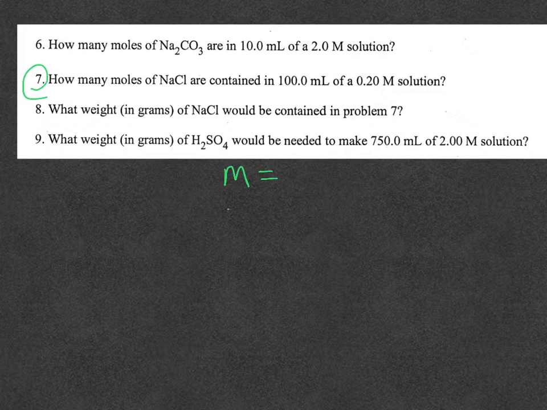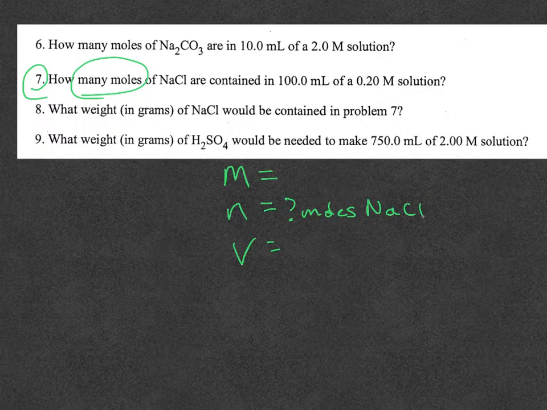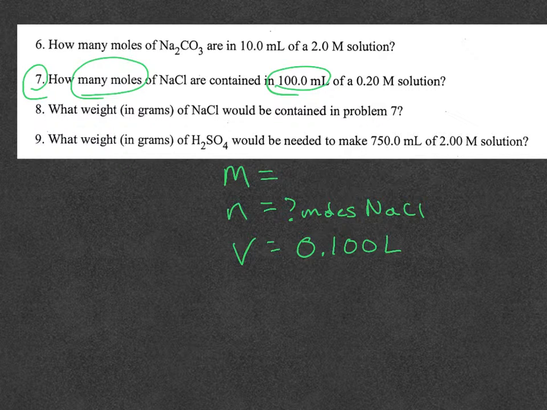So we have M, n, and V, and they're asking us for moles. So basically, we're going to have question mark moles here of the sodium chloride. They've given us 100 milliliters. Remember, to convert 100 milliliters to liters, you can just divide by 1,000. So that will be 0.100 liters of solution. And they're telling you that you have 0.2 capital M.